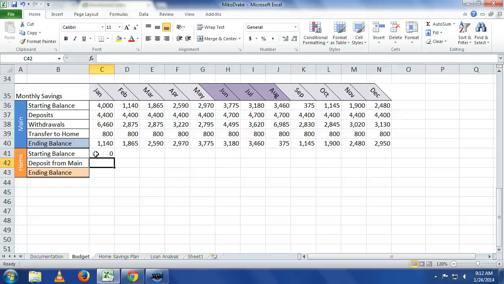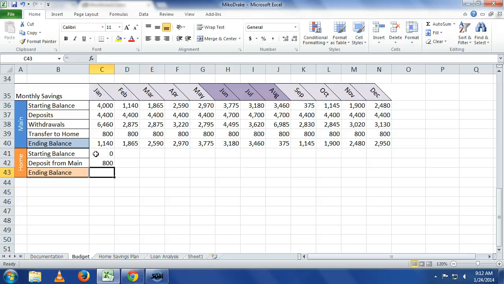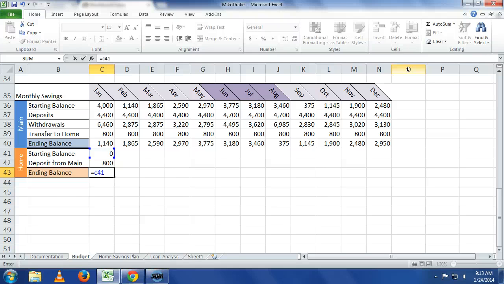Okay, and then what do you think we want to do from deposit from main? What reference do we want to put into this cell? Where's the money that's coming out of my savings? Yes? Transfer from home. Okay, transfer from home. So in this case, that would be what, Robbie? That would be C39, yes? Okay, C39. And then my starting balance plus my deposit from main would equal C41 plus C42.